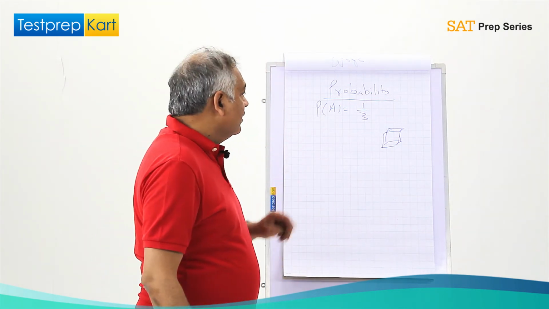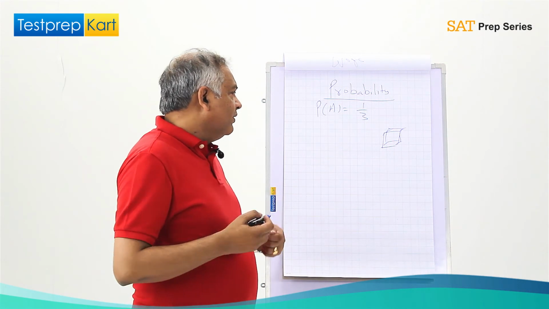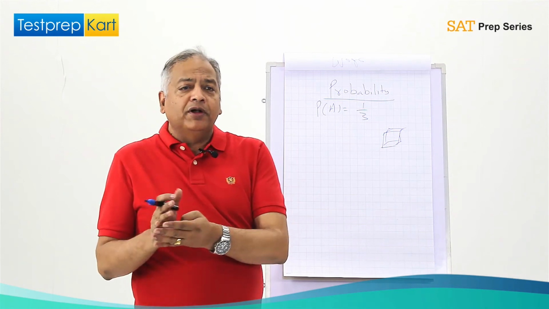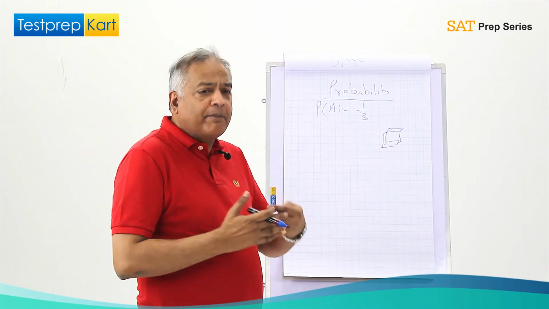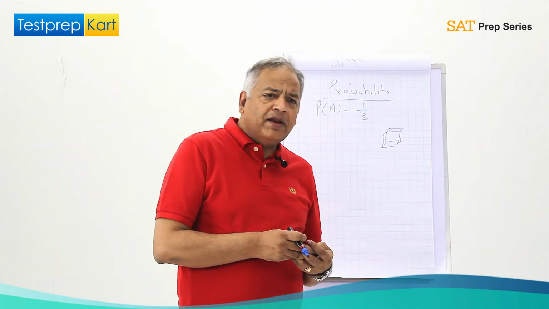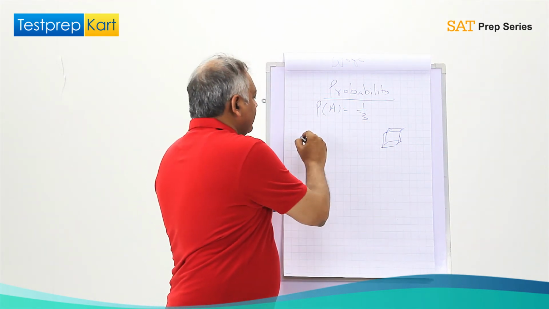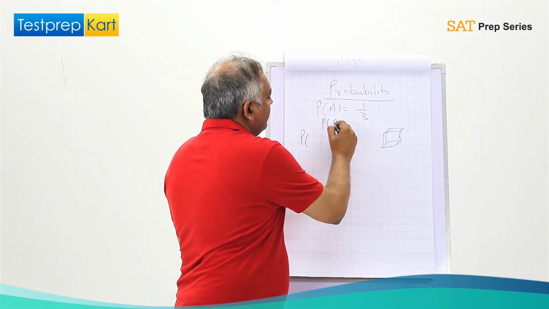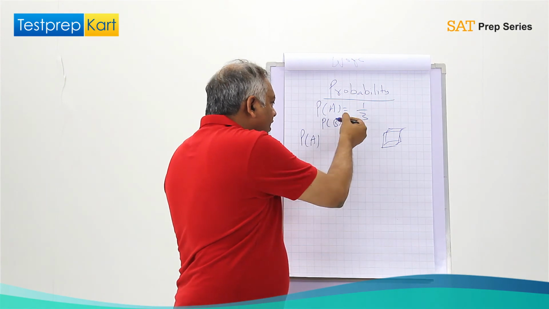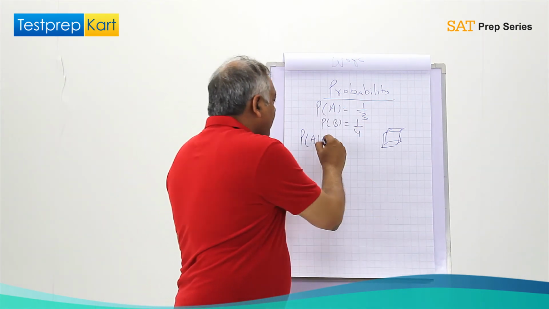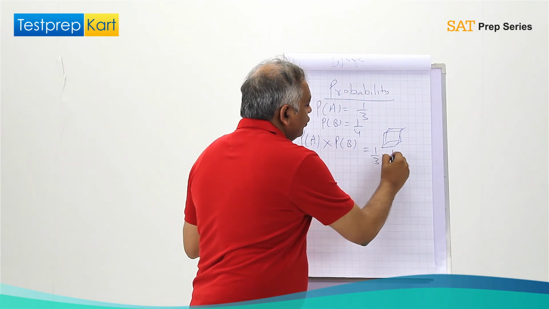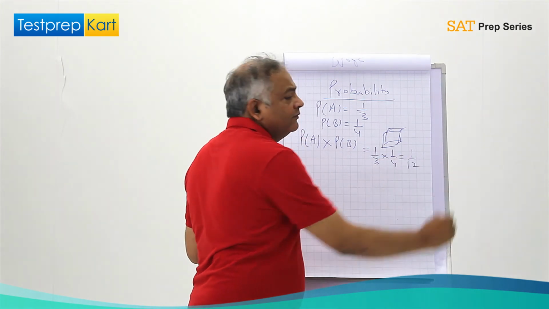That's number 1. Number 2: when you have AND in the question, then you have to multiply those probabilities. If there are 2 events in the particular question and you want both the events to happen, then you have to multiply the probabilities. So if the probability of A is 1 by 3, and you have another event B where the probability is 1 by 4, and you want both events to happen, then P(A) into P(B) is the new probability, that is 1 by 3 into 1 by 4, and the answer will be 1 by 12.